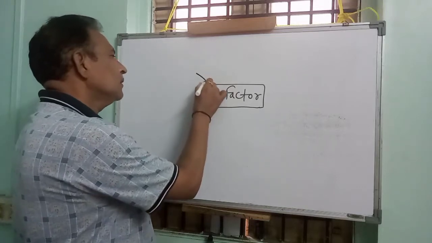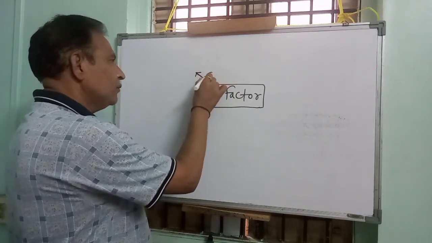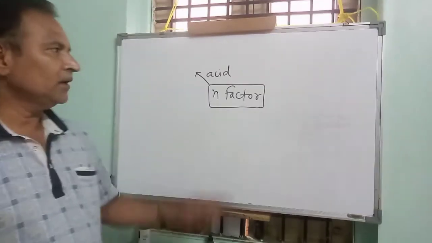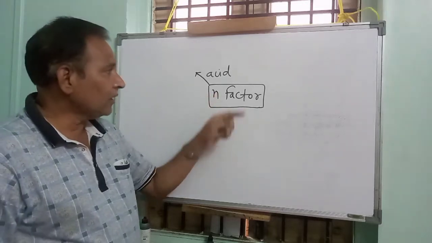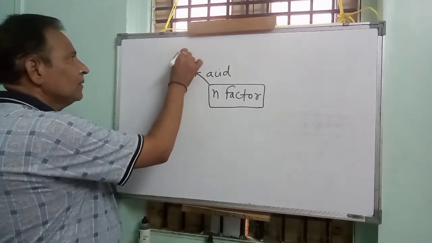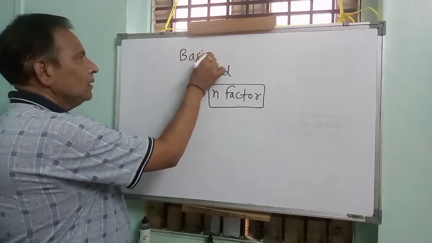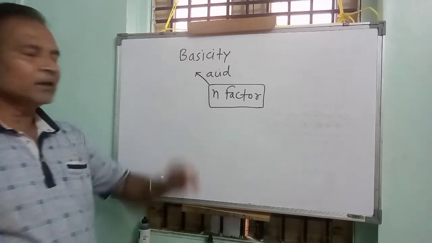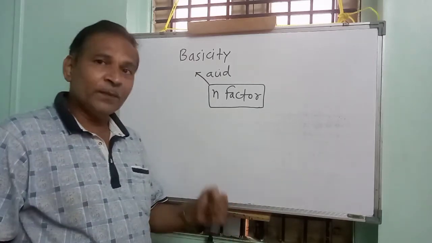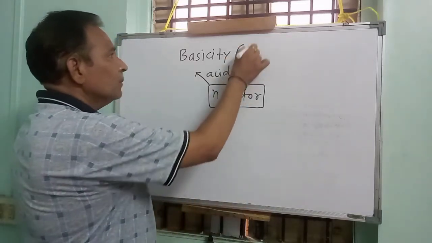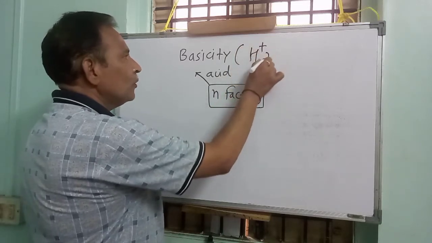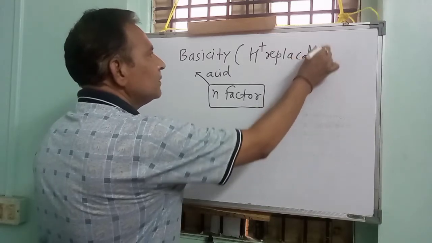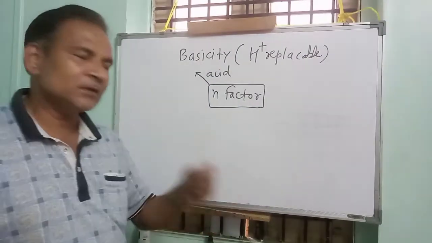If the species for which we want to define equivalent weight is an acid, then the n factor for that acid is nothing but its basicity. So what is basicity actually? It is the number of replaceable protons in the species.